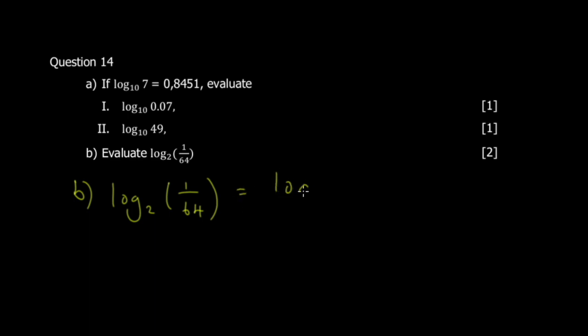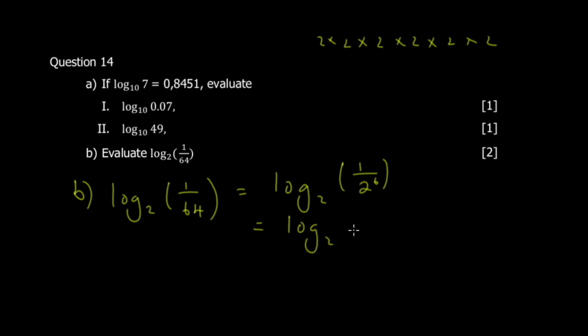There are many ways to work it out. I'll show you a very quick one. Here it can be log base 2 of 1 over 2 to the power of, is it 8? So 2 by 2 gets 4, by 2 gets 8, by 2 gets 16, by 2 gets 32, by 2 gets 64. So 1, 2, 3, 4, 5, 6. So it's 2 to the power 6 here. So this would be log base 2 of 2 to the power negative 6, according to laws of indices.